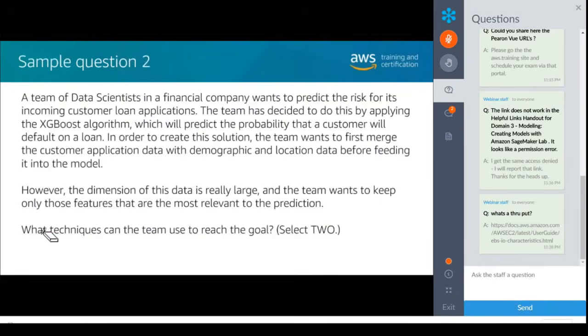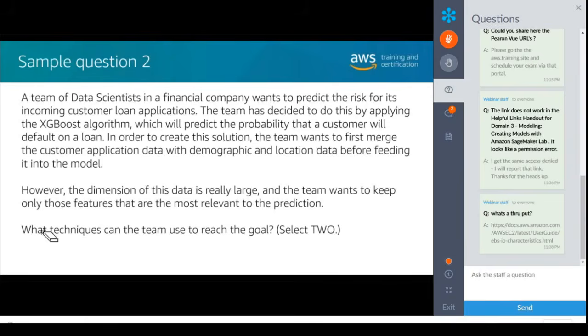Here's an example. A team of data scientists in a financial company wants to predict the risk for its incoming customer loan applications. The team has decided to do this by applying the XGBoost algorithm, which will predict the probability that a customer will default on a loan. In order to create this solution, the team wants to first merge the customer application data with demographic and location data before feeding it into the model.